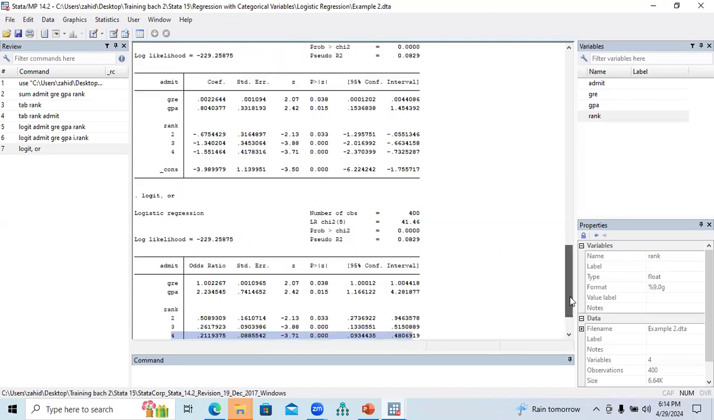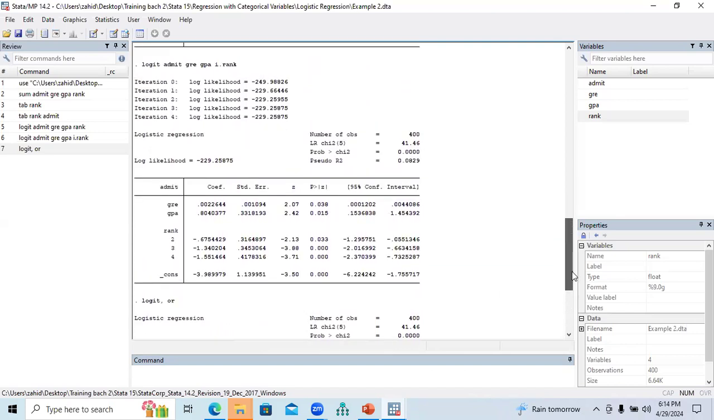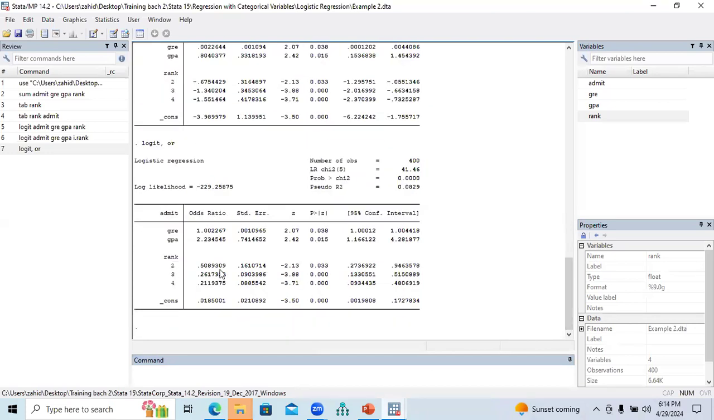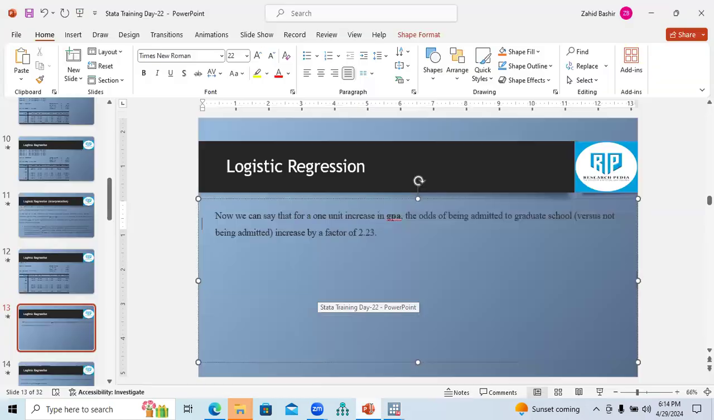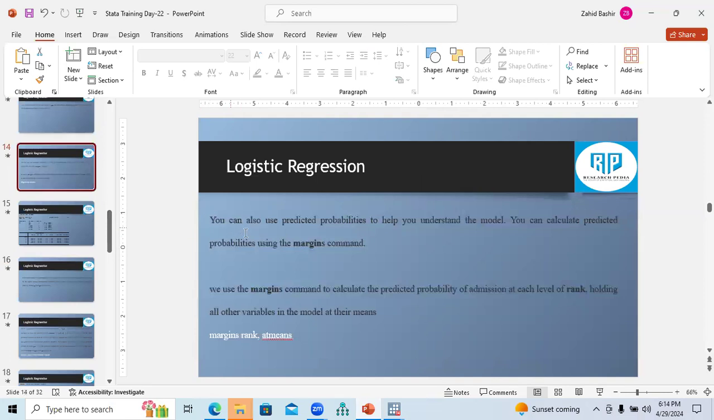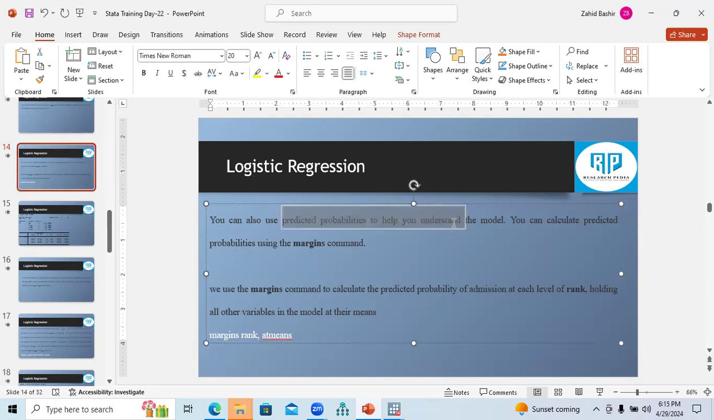So the first thing that we have learned here is how to interpret the logit model and then how to interpret the odds ratios table. So you need to practice it for your better understanding. Then the next thing that we should consider here: you can also predict probabilities to help you understand the model.